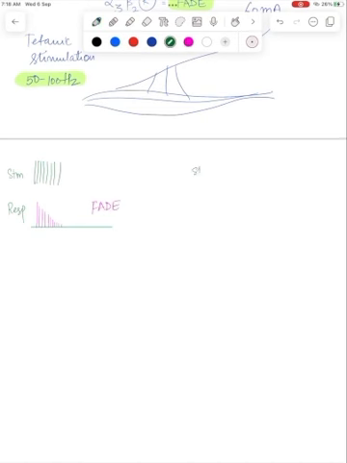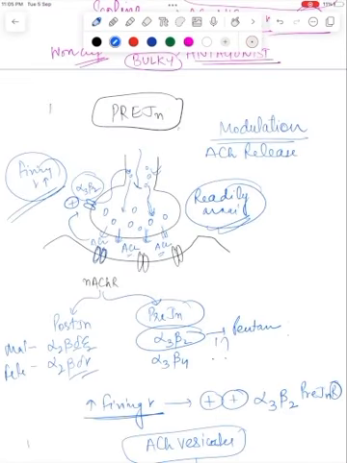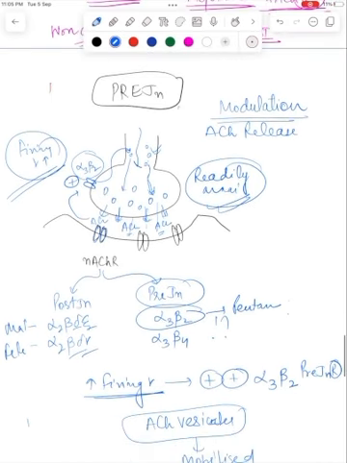But in normal circumstances, this should not be there, right? If you provide a tetanic stimulation, there should be no fade. The amplitude of contractions should not decrease. Why? Because as the firing frequency increases, as in tetanic stimulation, because of the activation of these presynaptic receptors, more and more acetylcholine will be available for release, and therefore more and more receptors will be activated, and the strength of contraction will be maintained.